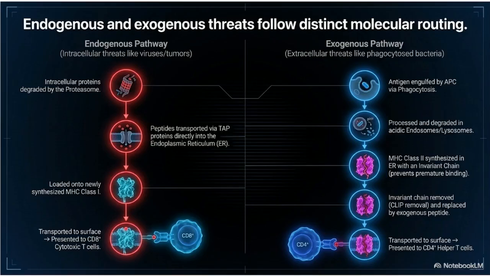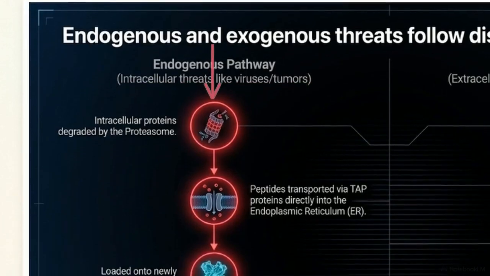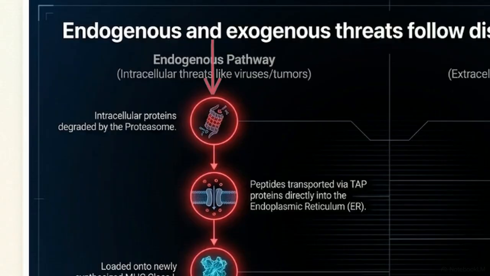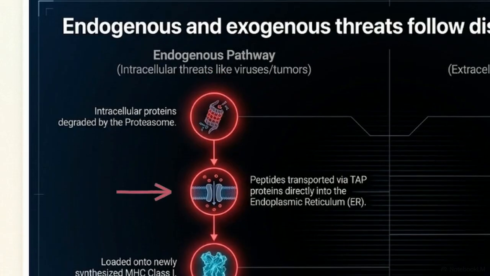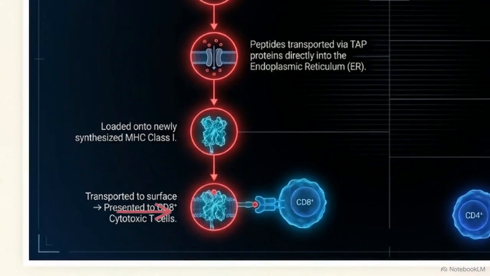This flowchart details the solution: distinct molecular routing. We'll start with the endogenous or intracellular pathway. Internal threats, like viral proteins, are mechanically shredded by a complex called the proteasome. These shredded fragments are transported via TAP proteins directly into the endoplasmic reticulum, integrated into newly synthesized MHC Class I molecules, and driven to the surface for inspection by CD8 positive T cells.